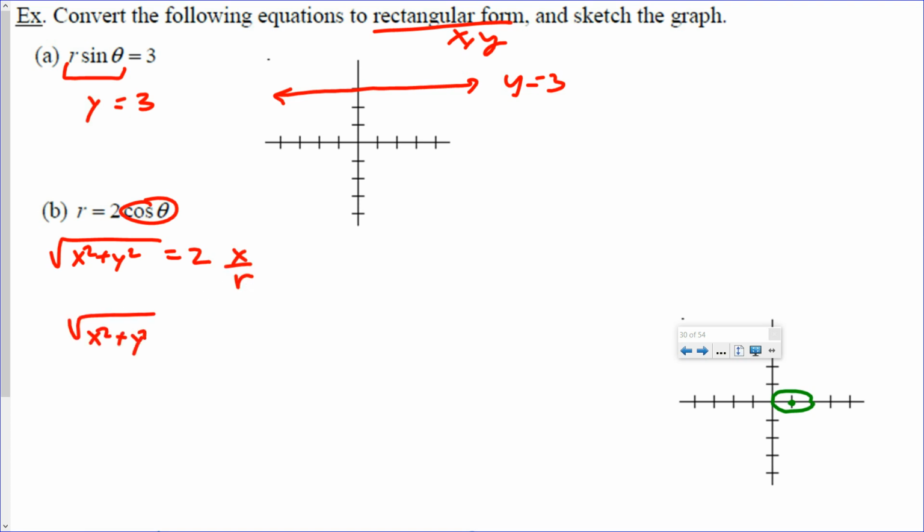X squared plus y squared is equal to 2x over, what can I replace the r with? Because I only want x's and y's. I hear a lot of moaning, but I don't hear what I should do. Are you guys good with that? Okay. Now, what happens now?